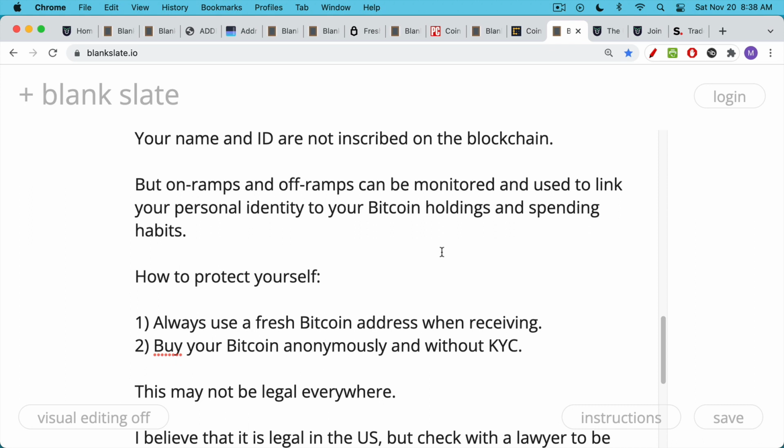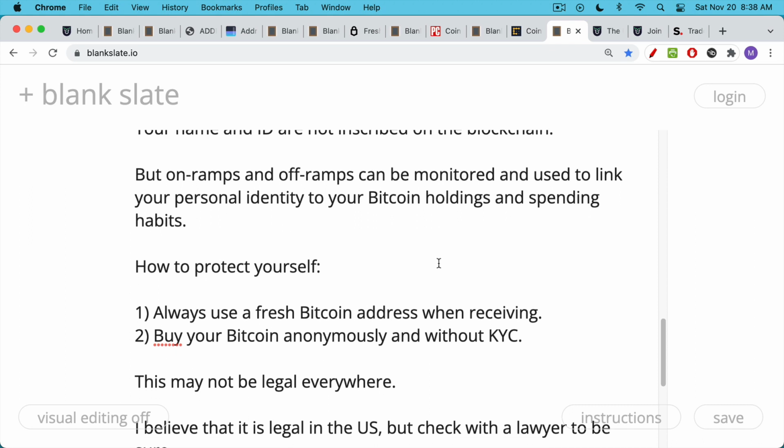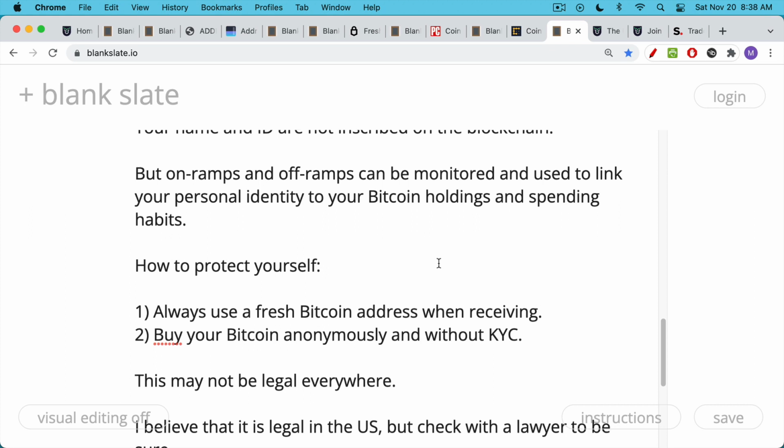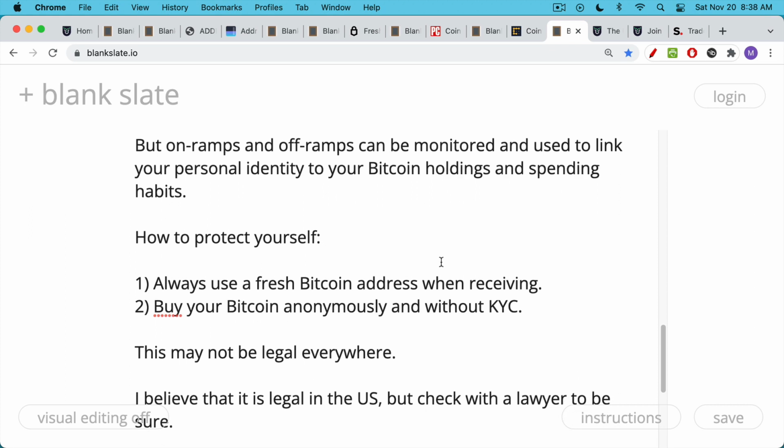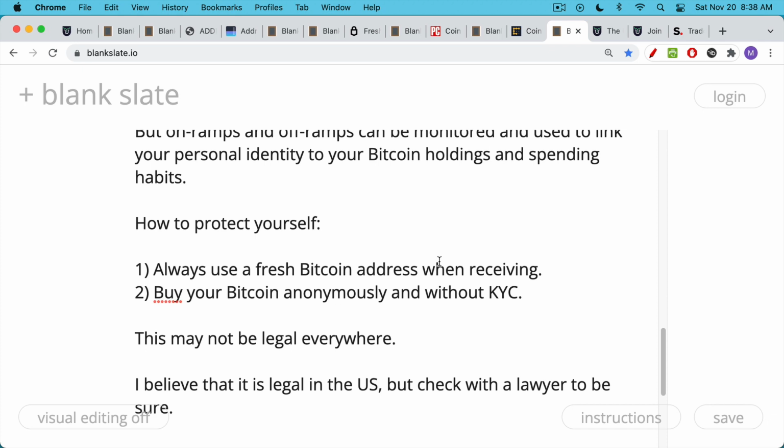The other thing you can do, and what I wish I had done, is I wish I bought all my Bitcoin anonymously and without KYC, without using Coinbase, without using Kraken, without using any of these regulated services. Now, I should say this may not be legal everywhere, so be careful. Make sure you consult a lawyer, and check on the jurisdiction where you happen to live.